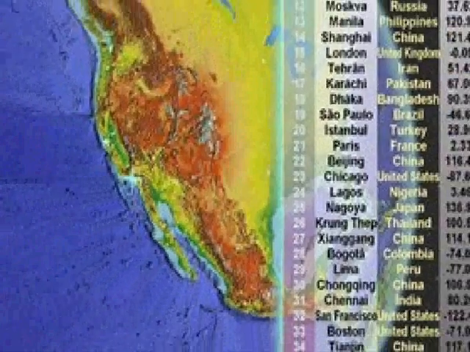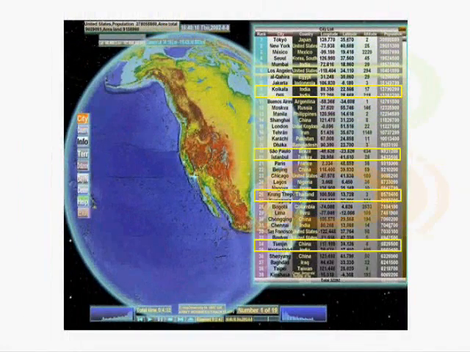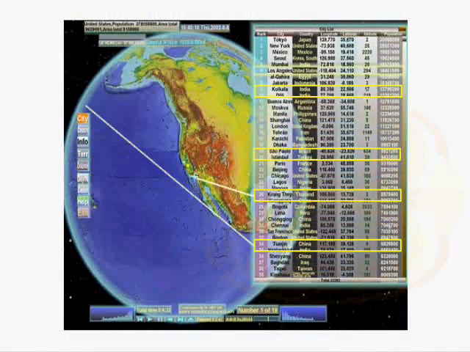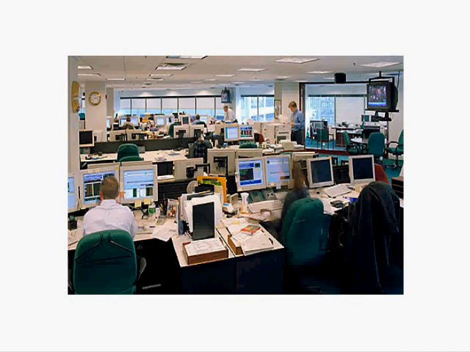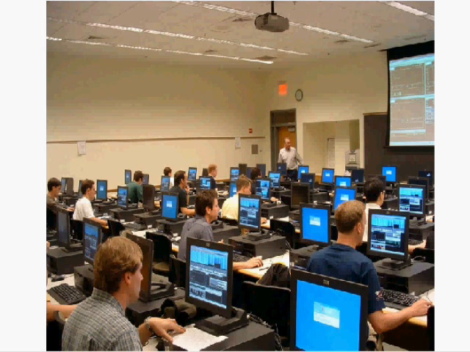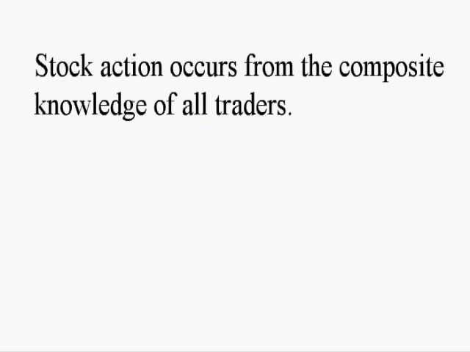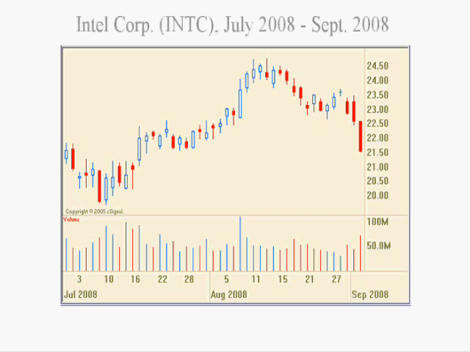None of them, actually. Or all of them, depending on your point of view. Here's why. Because stock action is controlled by literally millions of traders from all over the world. Floor traders, day traders, even the entire exchange itself all contribute to the action of prices going up and down. Stock action occurs from the composite knowledge of all traders. In other words, it's a poll of all opinions.